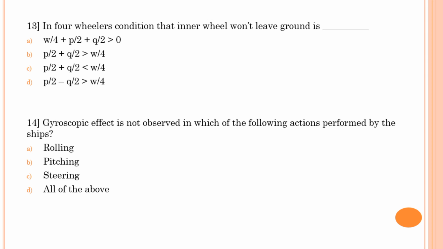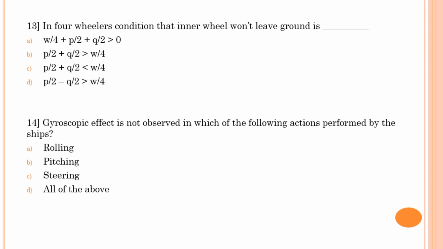In four-wheelers, the condition that the inner wheel won't leave the ground, that means for stability of that four-wheel drive, what will be the correct option? W by 4 plus P by 2 plus Q by 2 is greater than 0. P by 2 plus Q by 2 is greater than W by 4. P by 2 plus Q by 2 is less than W by 4. P by 2 minus Q by 2 is greater than W by 4.